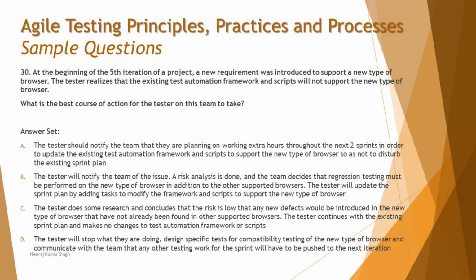Now, there are two things here, right? Number one, that we are doing the 5th iteration of the project. And then we say a new requirement has been introduced to support a new type of browser for the application. The tester realizes that the existing automation frameworks will not work on this particular browser. Now the question is, what is the best course of action for the tester on this team to take?